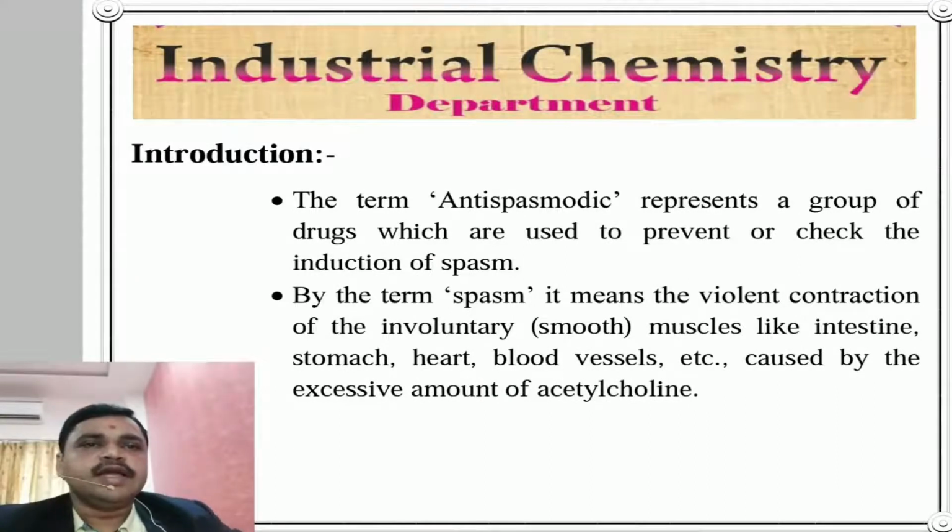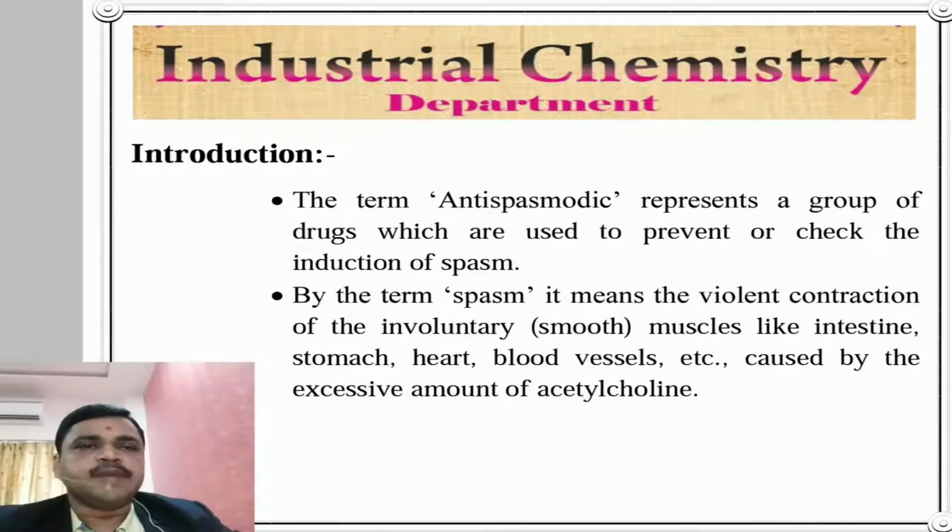The term antispasmodic represents a group of drugs which are used to prevent or check the induction of spasm. It is a very important point. I repeat, the term antispasmodic represents a group of drugs which are used to prevent or check the induction of spasm.